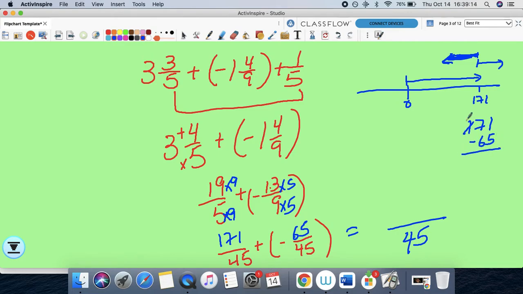This is some borrowing. Borrow from the 7. That's a 6. So it's 11. 11 minus 5 is 6. 6 minus 6 is 0. And 1, so 106. All right, so 106 over 45, and that's still positive, right? And then it's going to be 2 and 16 over 45. That seems to be the final answer. Okay.